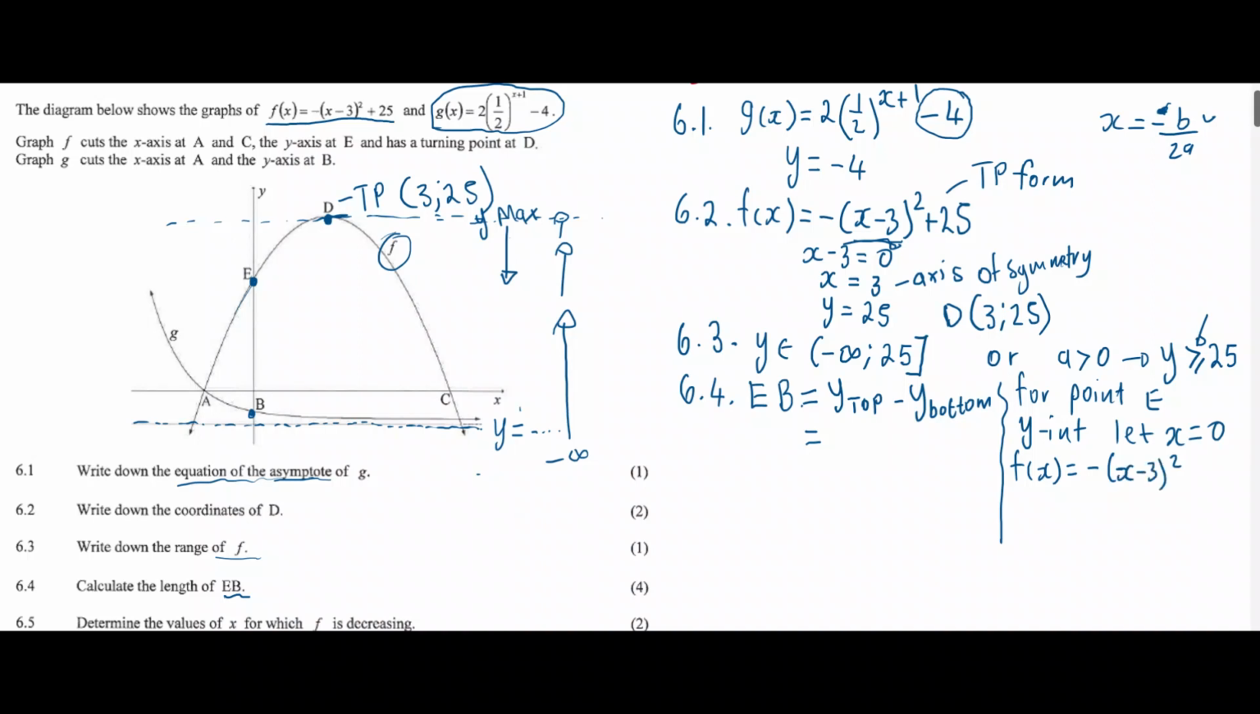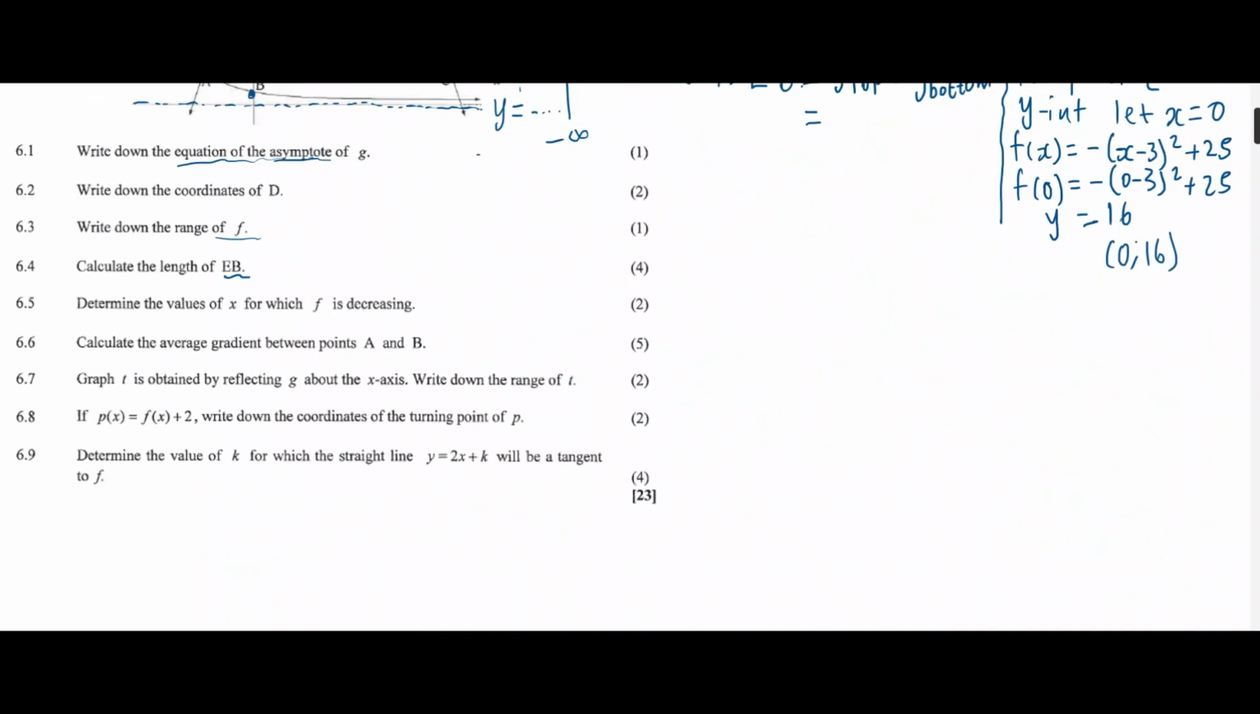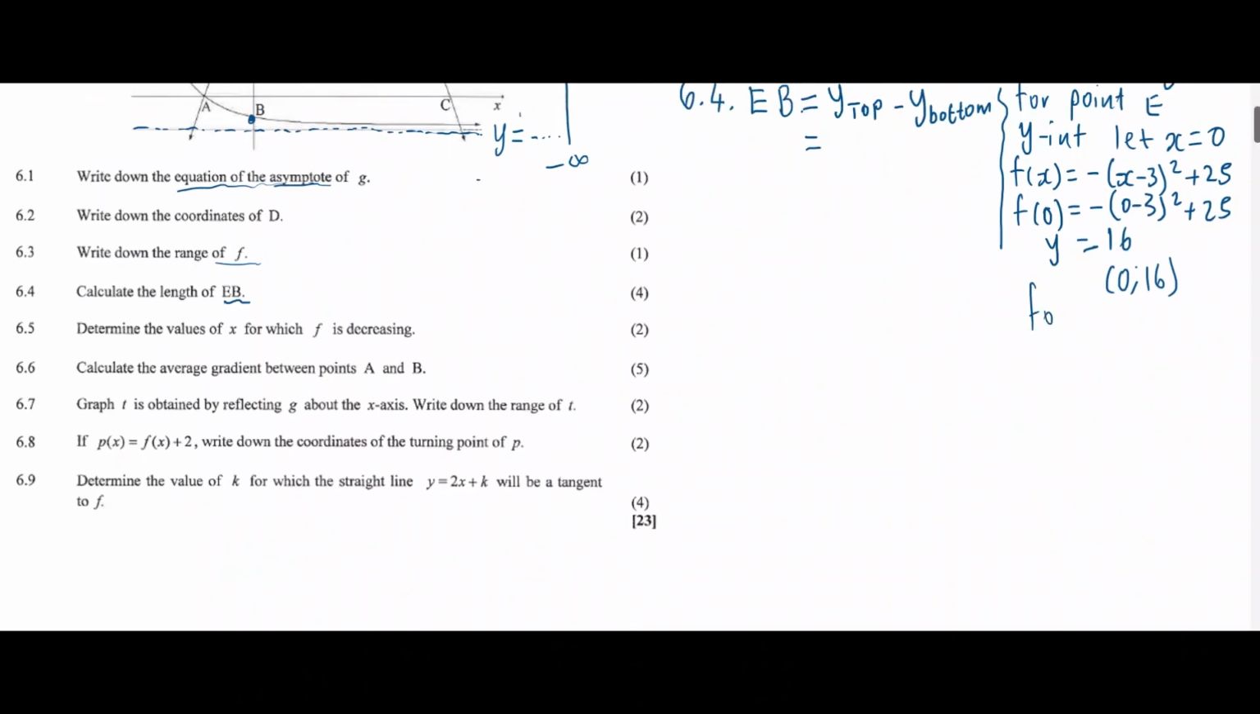f of x is equal to minus (x minus 3) squared plus 25. When we let the x value be 0, it's going to be f of 0 equals minus (0 minus 3) squared plus 25, and you will see that the y value here will be 16. So the coordinates here are (0, 16). I think that's good.